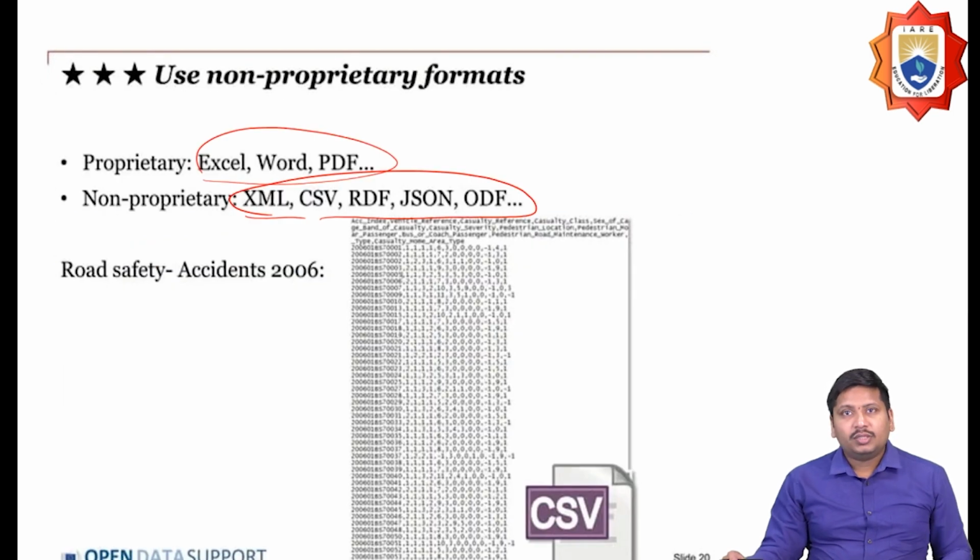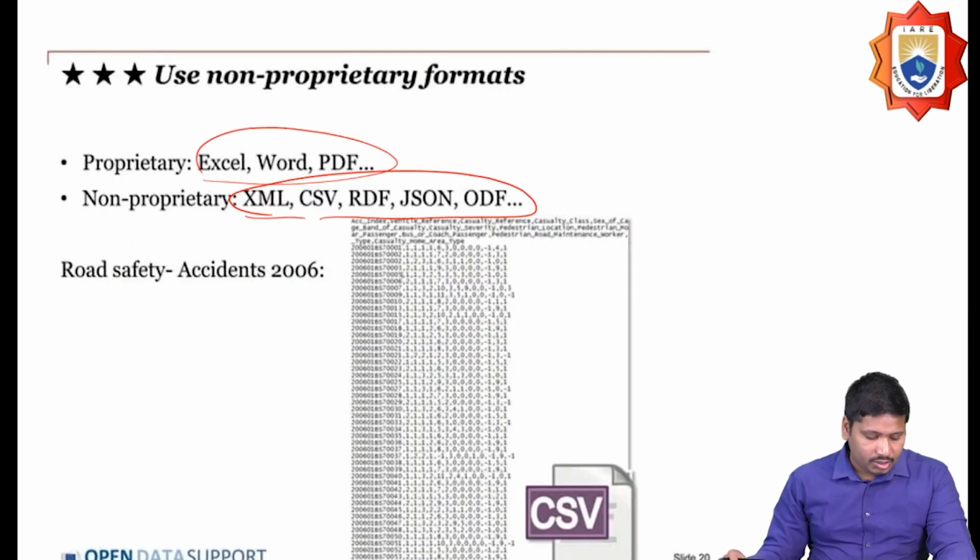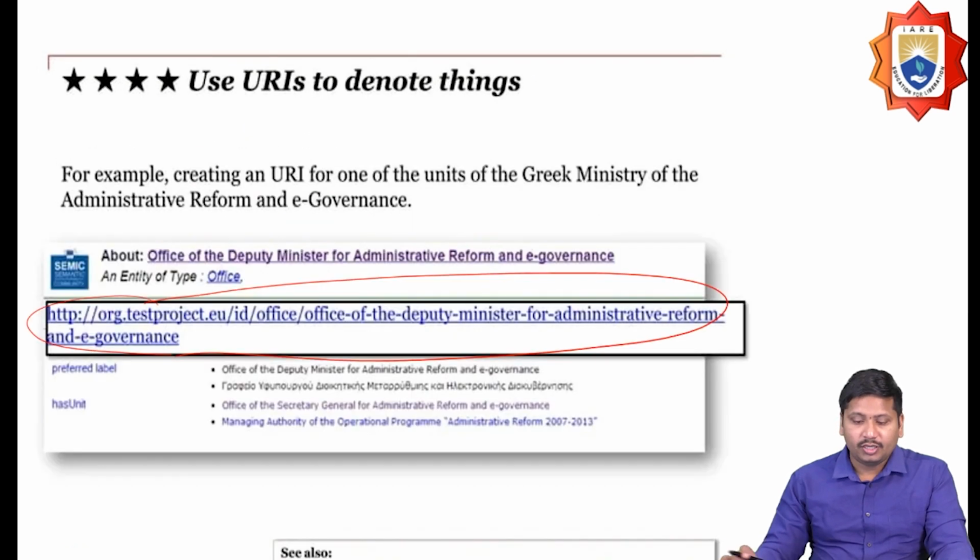And third, the 3-star open scheme. With this, we can move from proprietary formats, that is Excel, Word, and PDF, to non-proprietary formats, meaning we can make use of XML, CSV, RDF, JSON, and ODF. With this we can also link the data.